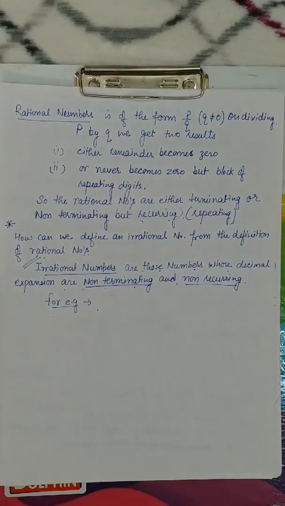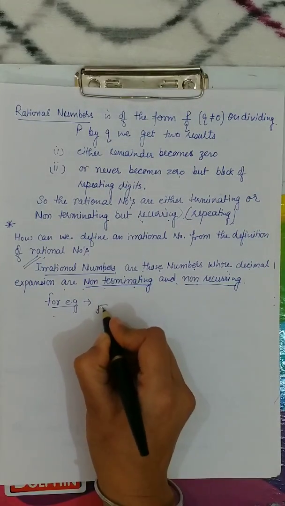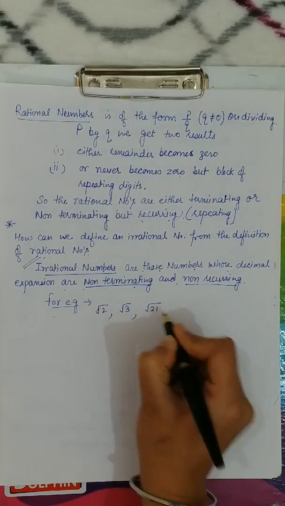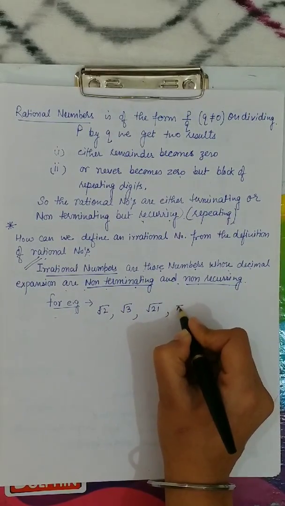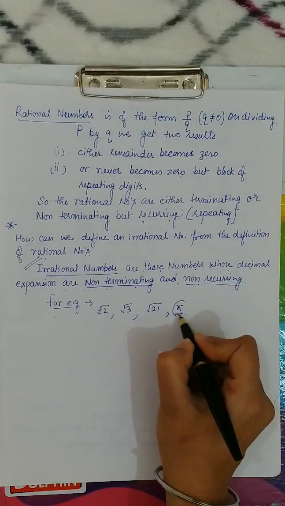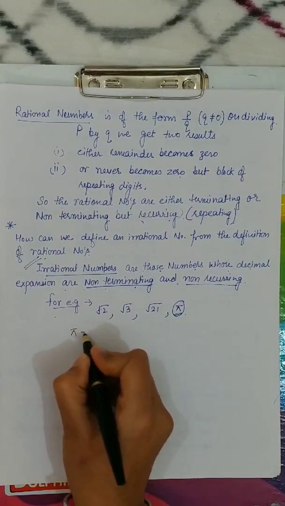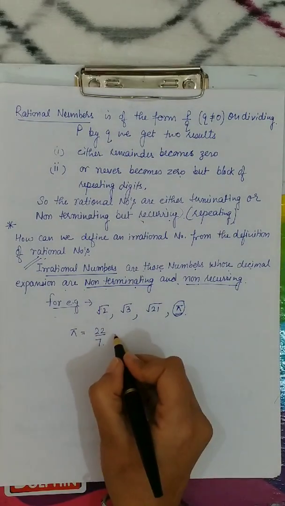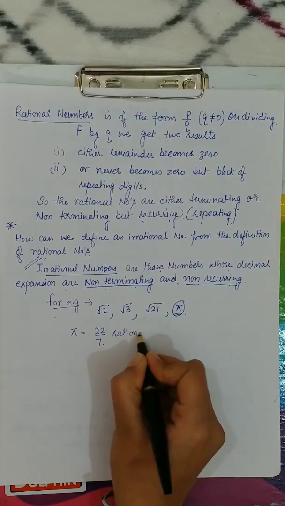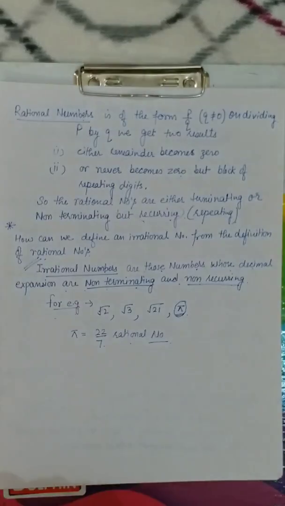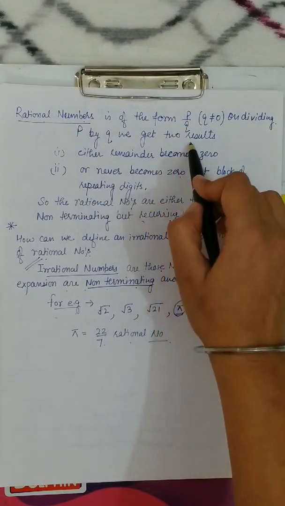Now, for example, root 2, root 3, root 21, or we can take it as pi. Now the question arises: pi, we take the value of pi as 22 by 7. But 22 by 7 is a rational number as per the definition of a rational number. It is of the form p by q.